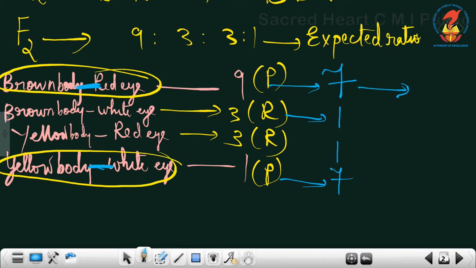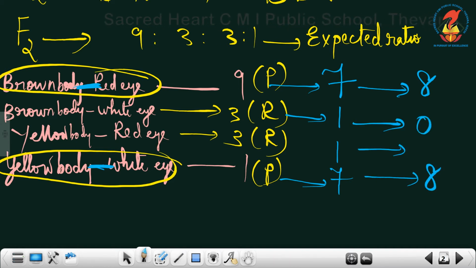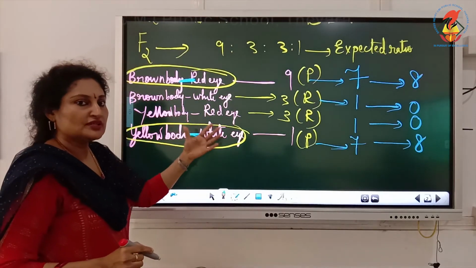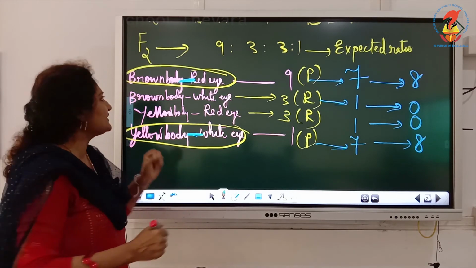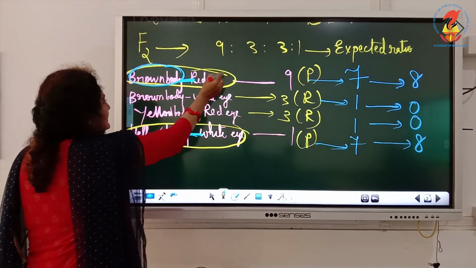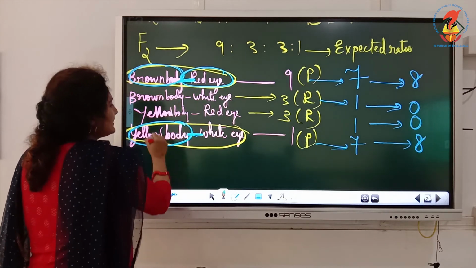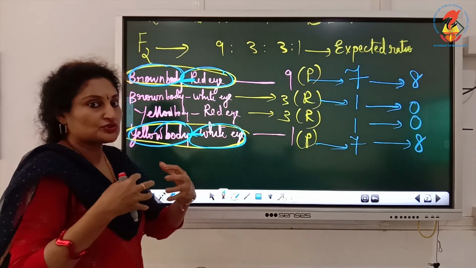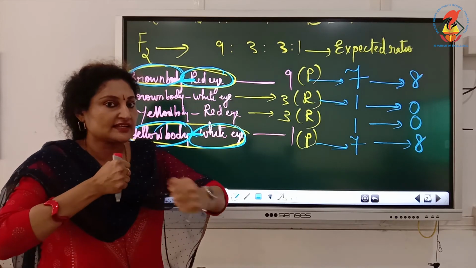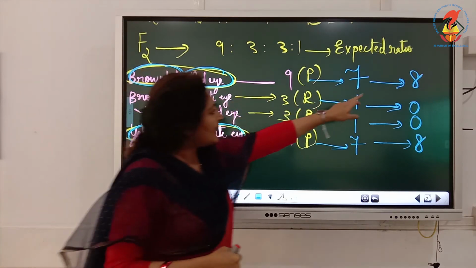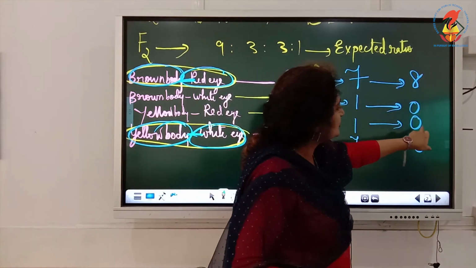So we have to actually get 8 and 8. Should we get the recombinants? 0, 0, because they are the opposite of independent assortment. It should be completely linked. Brown is completely linked with red. Yellow is completely linked with white. We said physical association of genes on a chromosome. They are linked. They are not free. They cannot detach and assort independently. So it should actually be 8 is to 0 is to 0 is to 8.